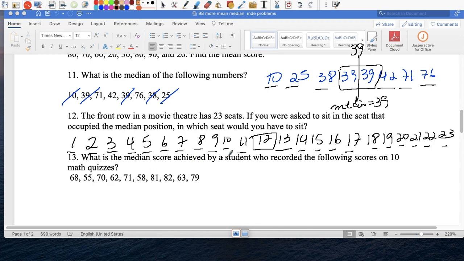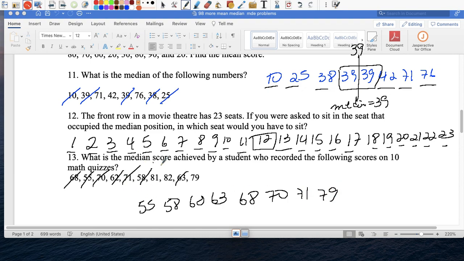What is the median score achieved by a student who recorded the following scores in 10 math quizzes? Scores: 55, 58, 62, 63, 68, 70, 71, 79, 81, and 82. Median score: 1, 2, 3, 4, 1, 2, 3, 4. The median is the number between 68 and 70, which in this case happens to be 69.